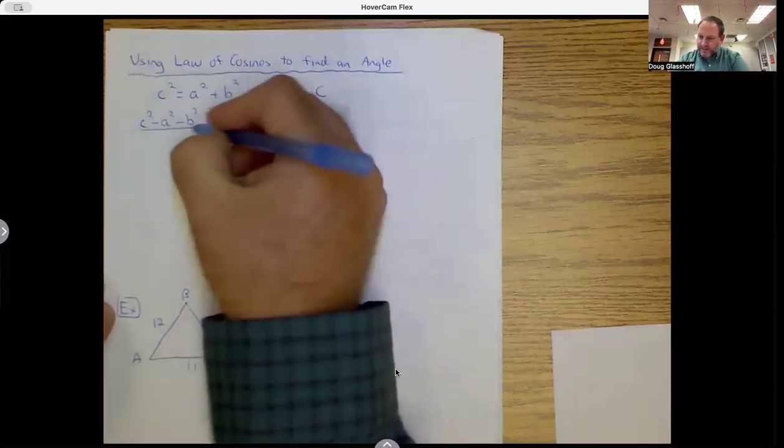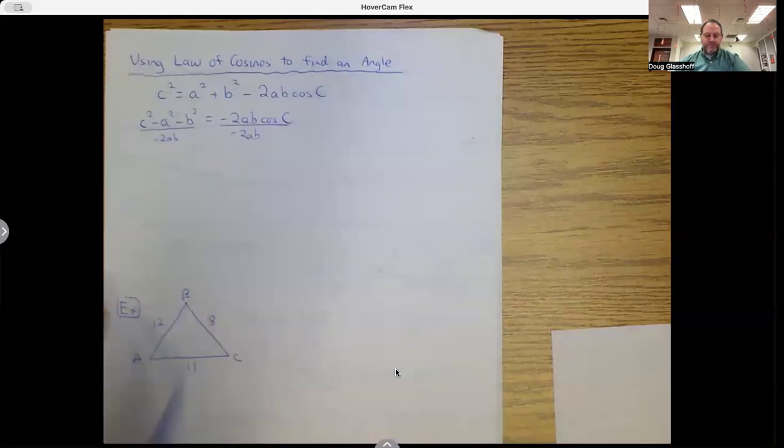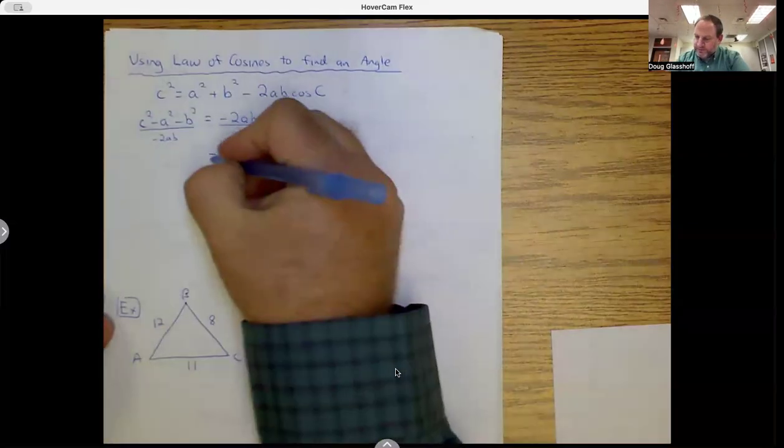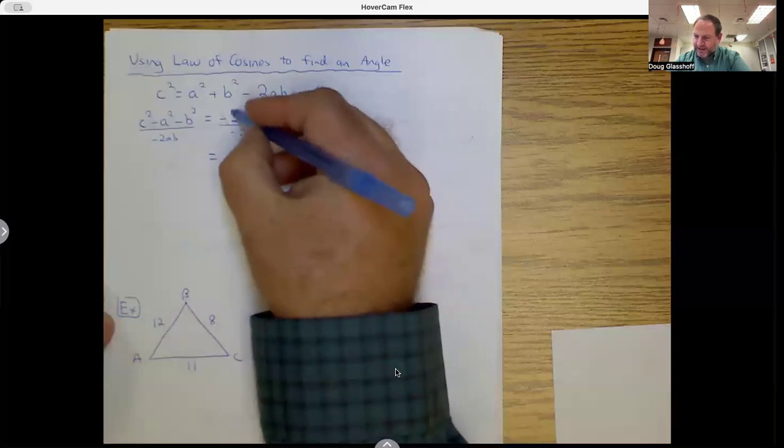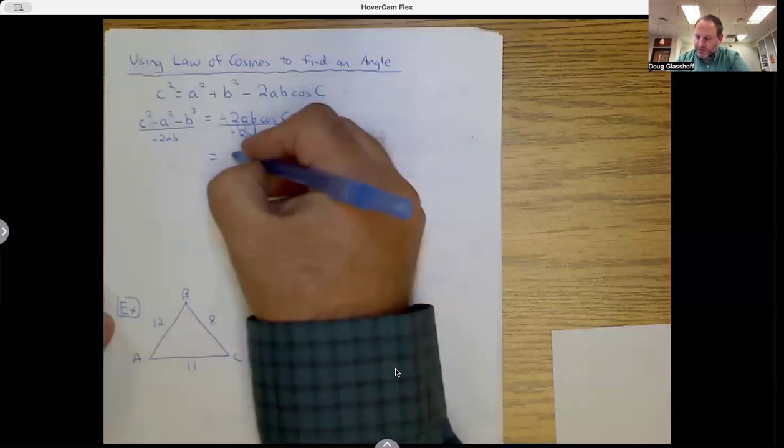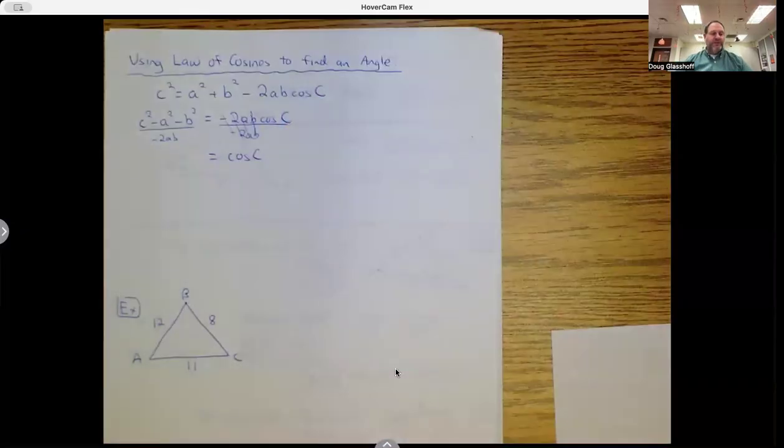So divide by negative 2AB. Now, that's going to leave me cosine C over here. It crosses off the negative, the 2, the A, and the B all at the same time. So it just leaves me cosine of angle C.